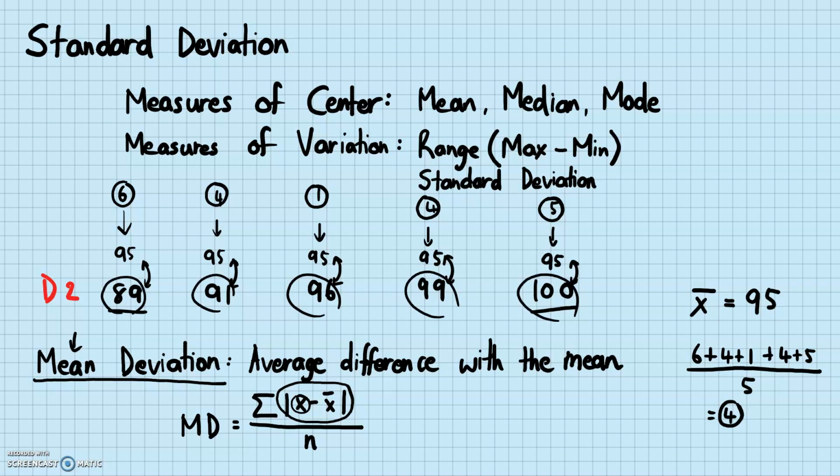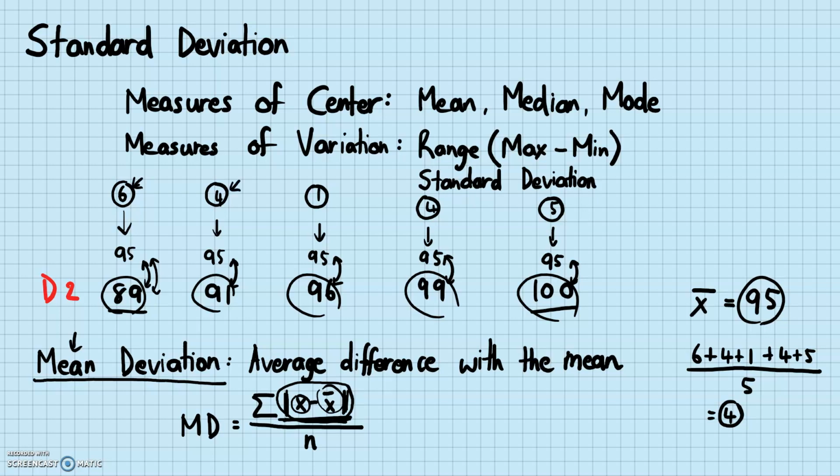Okay, the x represents each of the data, and the x bar means the mean, which is 95, and we're subtracting those two numbers. So we subtracted 89 and 95, which was -6, and then we're taking the absolute value of those numbers. That's how we got 6. And basically we do this for all of our data.